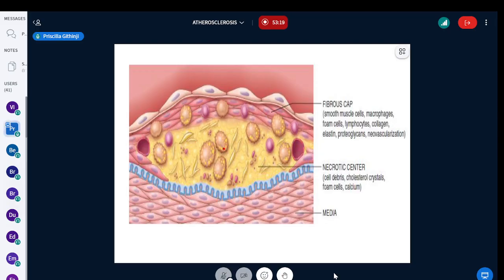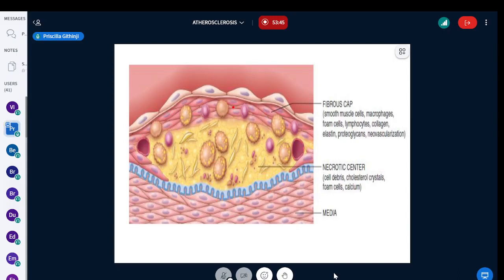So you have a necrotic center, which we said has cellular debris, cholesterol crystals, foam cells, and calcium. And then, of course, you had your smooth muscle cells, your macrophages, your foam cells, your lymphocytes, and the smooth muscle cells that have laid down collagen, elastin, proteoglycans. You have formation of new blood vessels, and this is now the component of your fibrous cap.